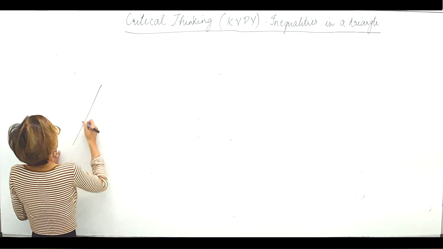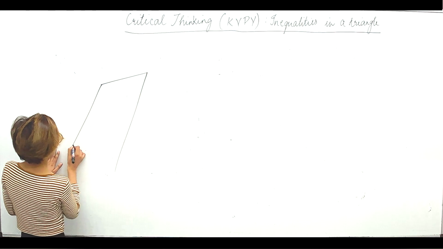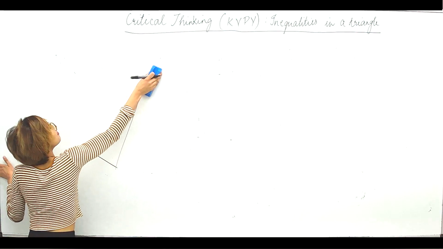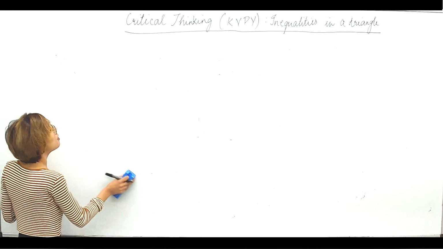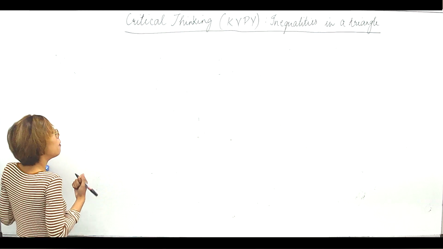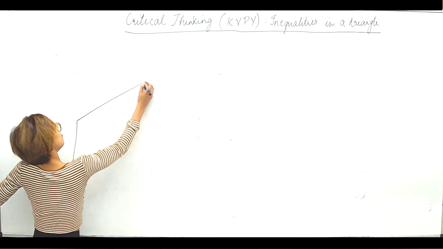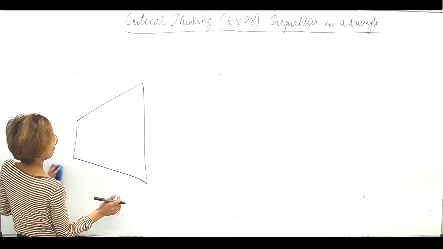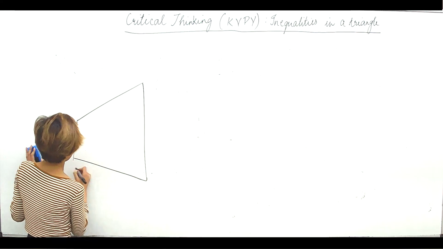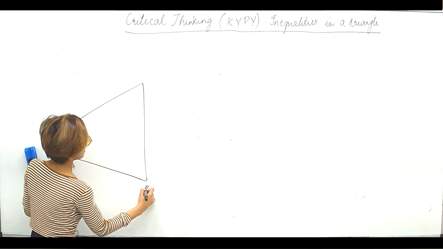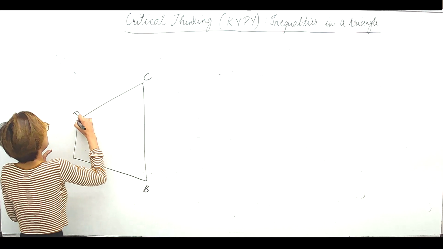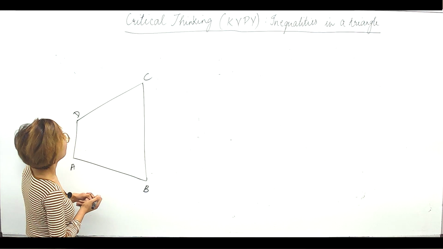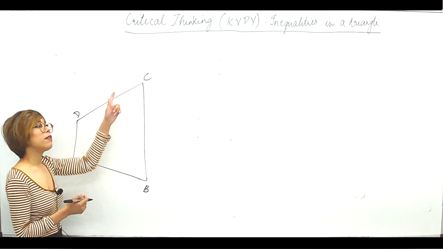So my quadrilateral. Again a bad one. I need a big one. Right, so this is my quadrilateral ABCD. Now I want to locate such a point P such that the distances from the vertices are minimum.